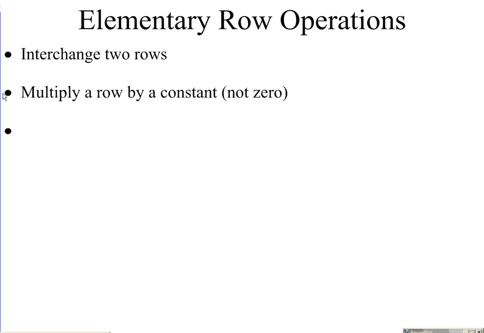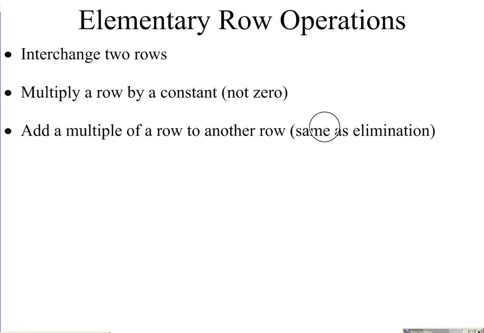Second thing that we can do is we can multiply a row by a constant but not 0. In an equation, we do this all the time when we have fractions. We multiply by the common denominator to clear out the fractions. If there's decimals, we multiply by some power of 10 to get rid of the decimals. So we can multiply by a constant at any time as long as it is not 0.